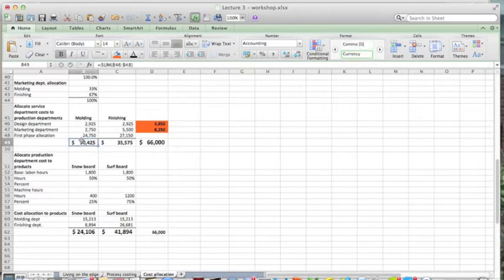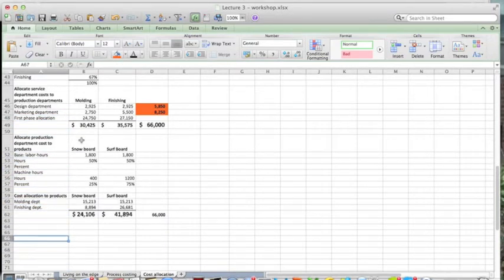So now we can say, okay, we allocated all the cost to the departments, starting with the overhead. First we allocated overhead to all departments, then we allocated service departments to production departments. Okay, so now we're moving on to the next step. The next step, now that we have these costs, is to allocate to each product.